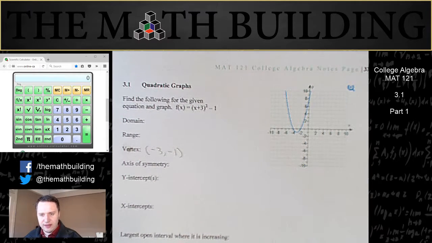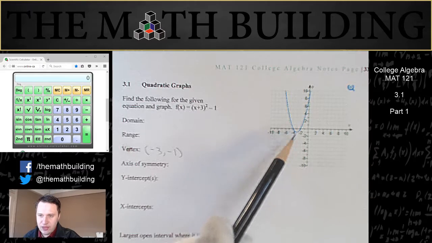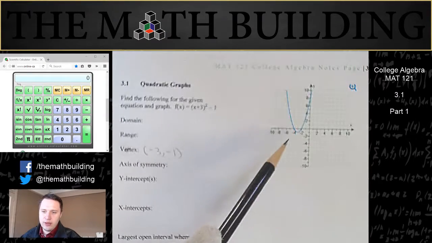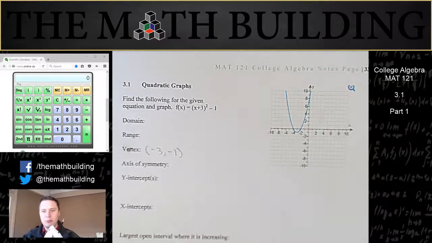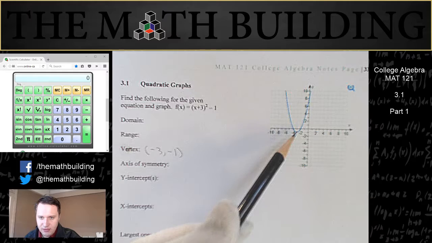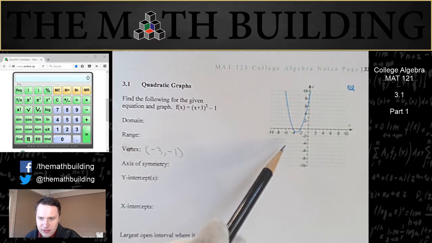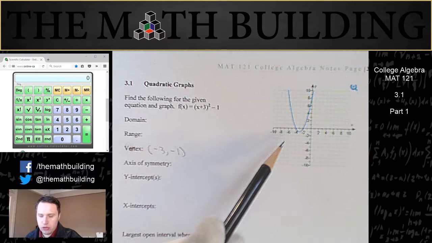So what is a vertex, you might be asking? The vertex is the minimum point on our parabola. It's the point where it starts to turn back on itself. If our parabola is opening down, then the vertex is the maximum point on the parabola. So in looking at this parabola, we see that the vertex is (-3, -1), as we came up with from the equation. And so what is the domain and what is the range?